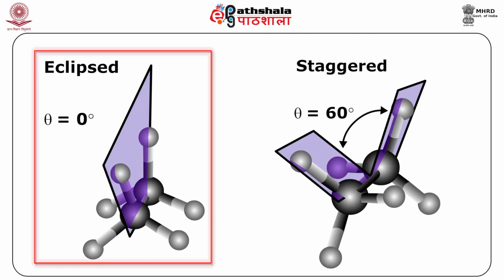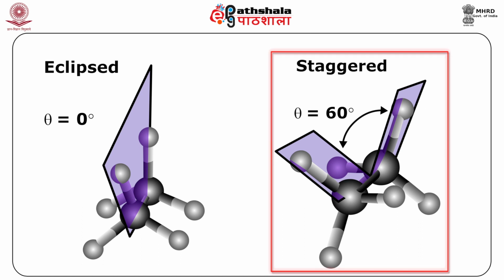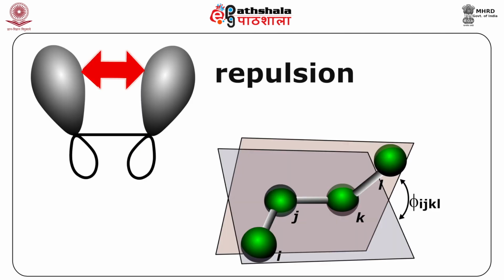So, we know that torsional strain is the same as the eclipsing strain. The maximum strain is observed when these bonds are closest to each other, that is, in an eclipsing position, when theta is equal to 0 degrees. Hence, this strain is also known as eclipsing strain. With the rotation around the sigma bond, the dihedral angle changes and consequently the repulsion between the bond pair of electrons also changes. The strain is minimum when theta is equal to 60 degrees, and this conformation is called staggered conformation.